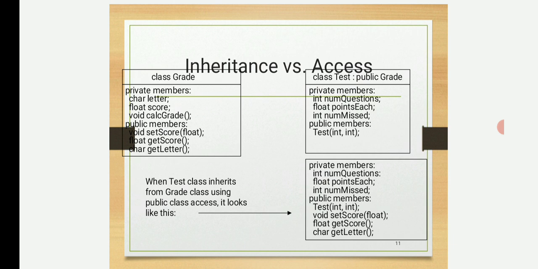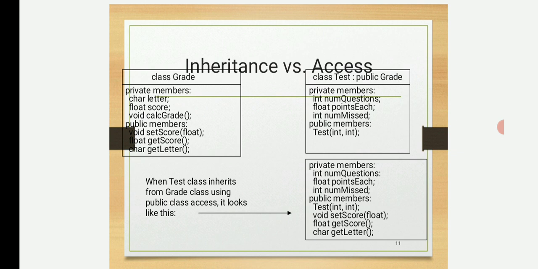So here we are having lots of private members: letter and score. Letter should be declared as a character and score has been declared as a float. And one more method is there, void calcGrade. So this is one method. Lots of public members are there: setScore, getLetter. So these are all an example for class.